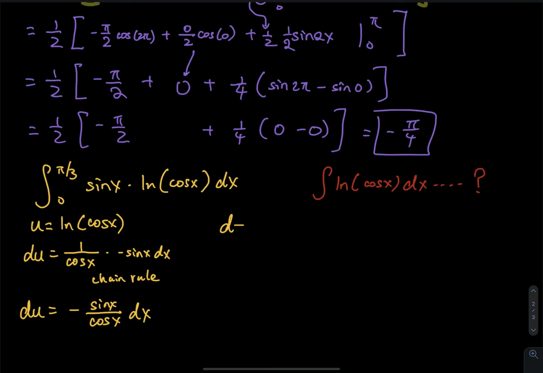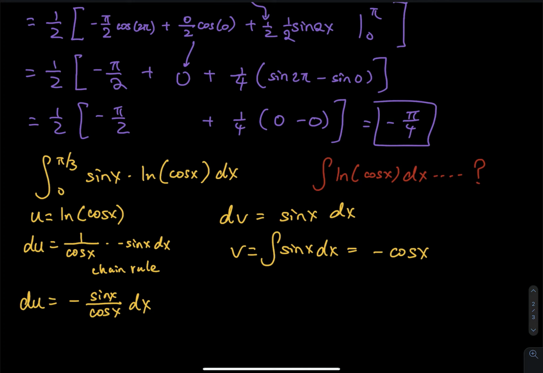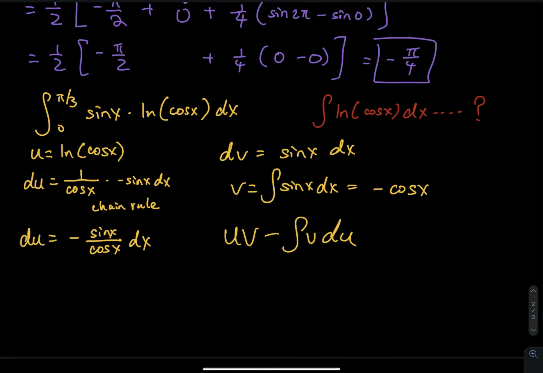And then the dv is the leftover, right? So the dv is the sine of x dx. So v is equal to the integral of that, sine x dx. And then the integral of sine is equal to negative cosine x. So basically the integration by parts setup is finished, and then we follow uv minus the integral of v du. This is the integration by parts, and then uv, that is negative cosine x times ln of cosine x, such that x goes from 0 to pi over 3, minus the integral of v du.